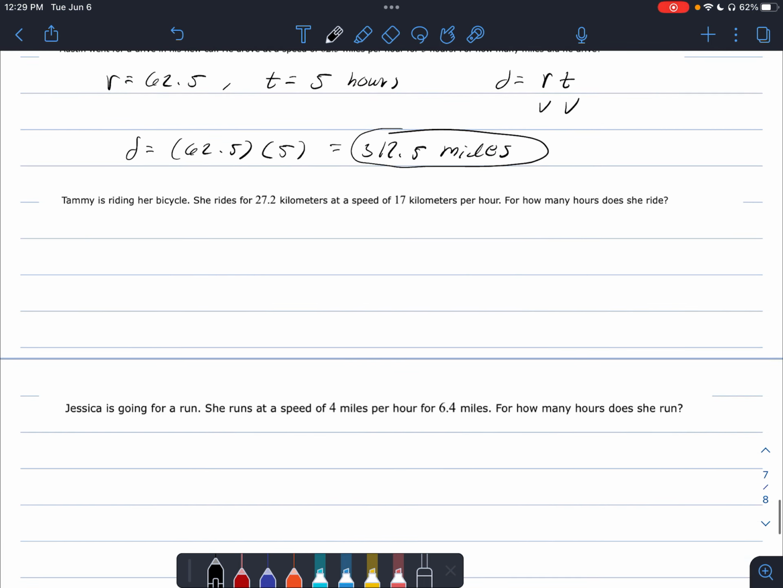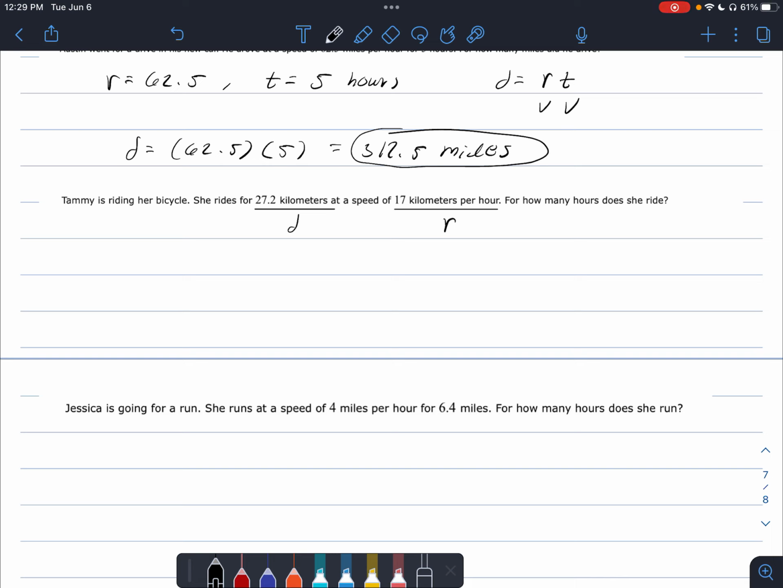Awesome. The next example, we have Tammy is riding her bicycle. It says that she rides for 27.2 kilometers at a speed of 17 kilometers per hour. How many hours does she ride? Here we have that she rides 27.2 kilometers. So that'll be our distance. We can just label this D here. At a speed of 17 kilometers per hour. So this is our rate. And we want to know how many hours does she ride.